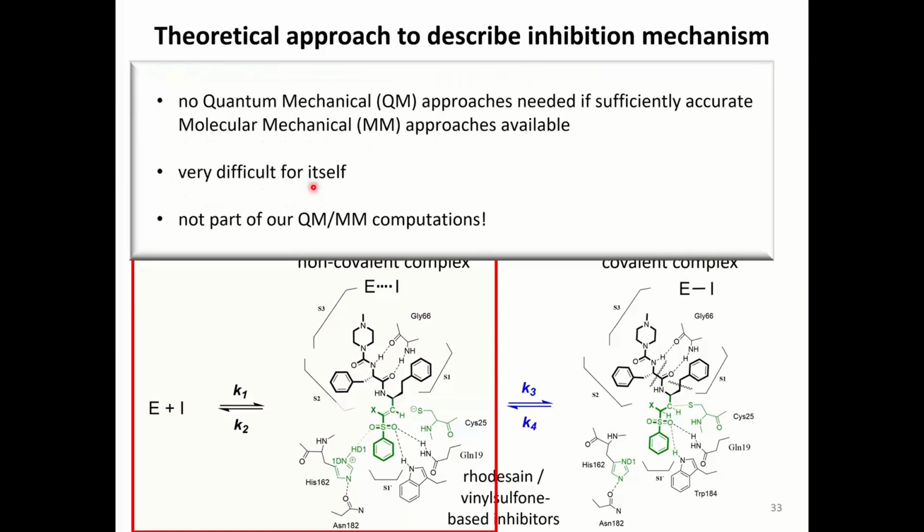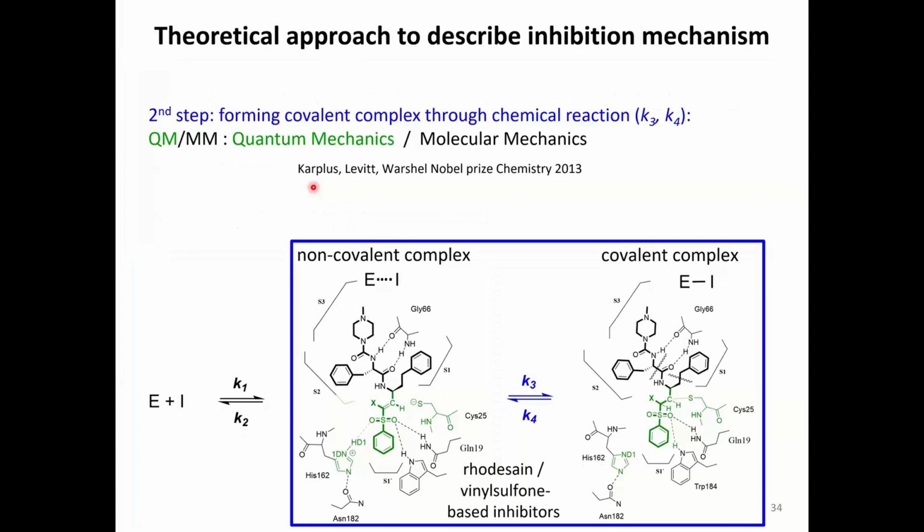Well, you do not need quantum mechanics. I already said that if you have a good molecular mechanics approach, this is very difficult by itself, and very important to note, this is not part of our QMMM computations. We really concentrate on the second step, and now you see also that we need somewhere a starting point. So either we can rely on docking or we can rely on a given X-ray structure. And we thought that it might be better to rely on a given X-ray structure.